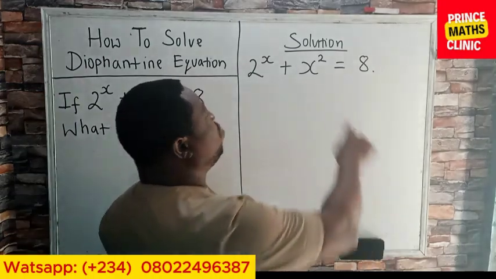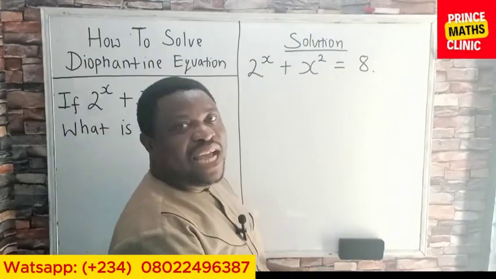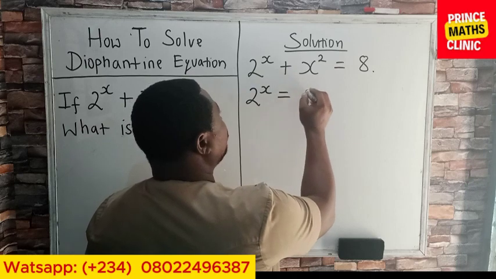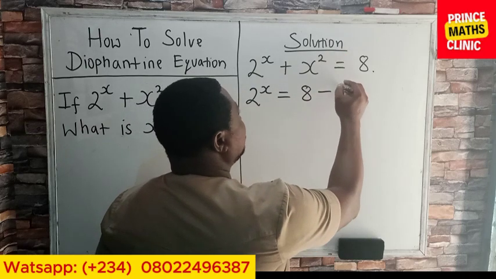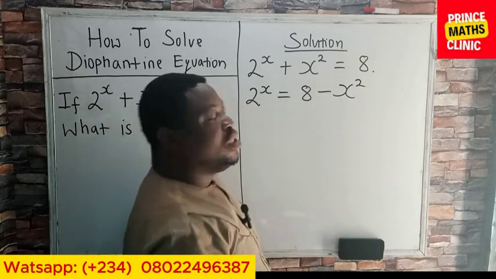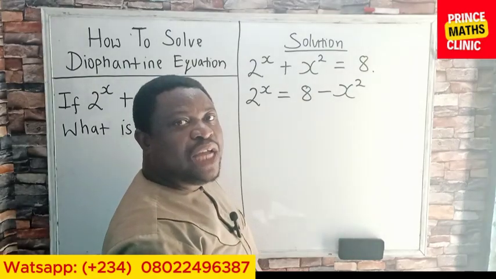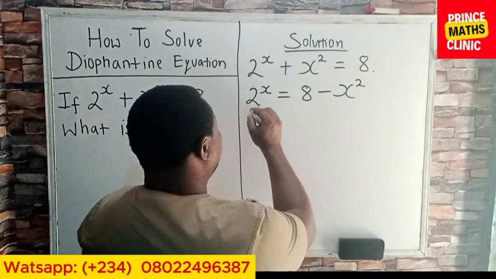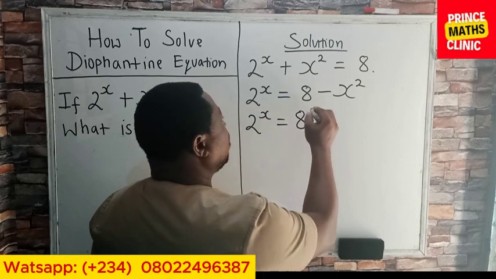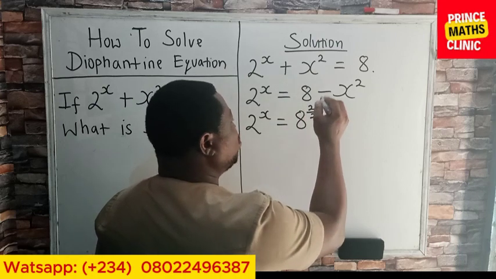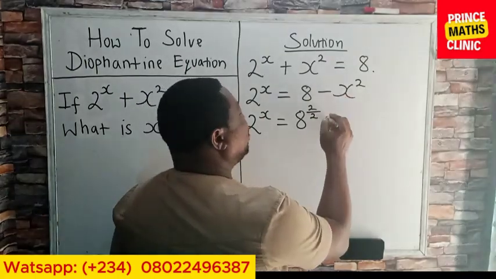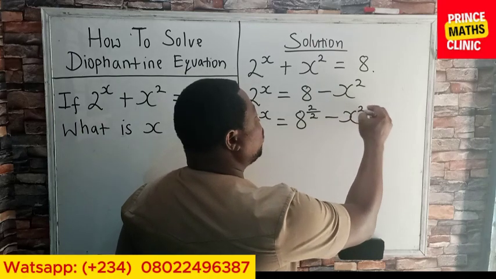The first step I will take is to move this x squared to the right hand side of the equation. So the equation will become 2 to the power of x equal to 8 minus x to the power of 2. Then, looking at this equation, I want to do it in such a way that it will look like difference of two squares. So this becomes 2 to the power of x equals 8 to the power of 2 divided by 2. You know, 2 divided by 2 still gives us 1, right? Good. So minus x to the power of 2.